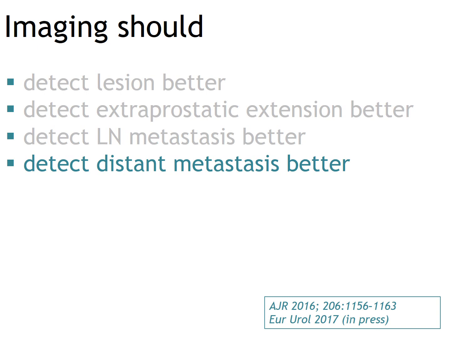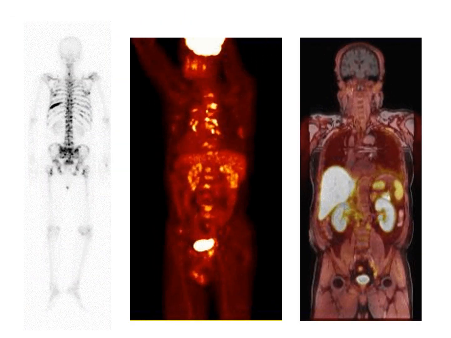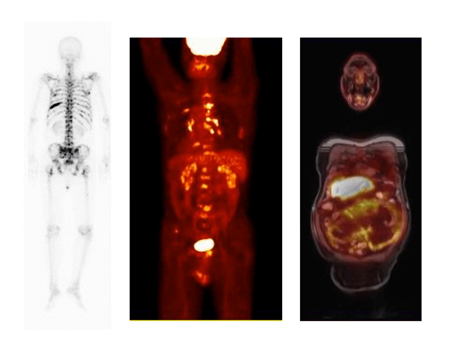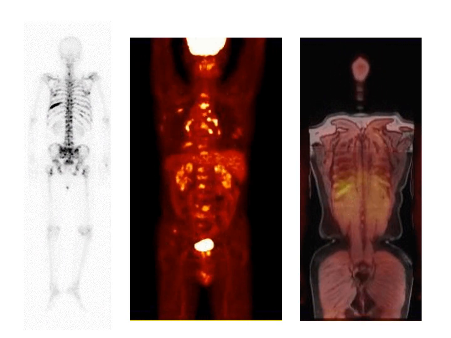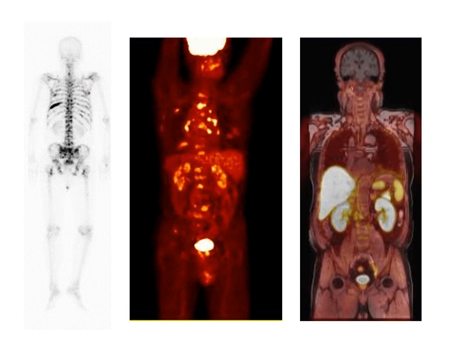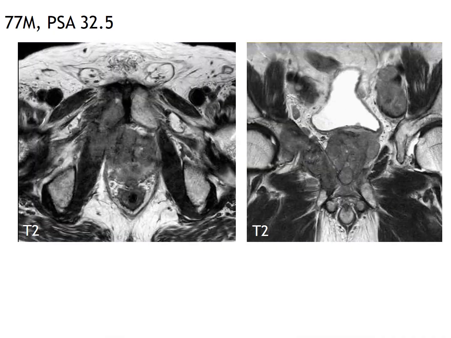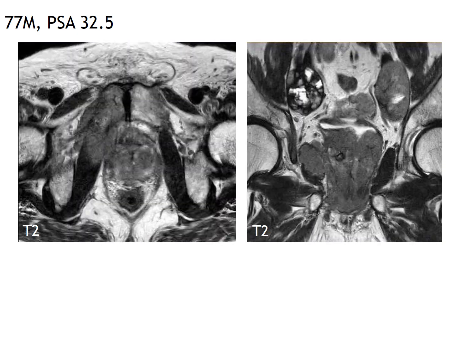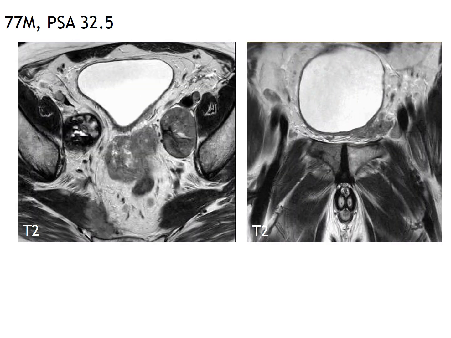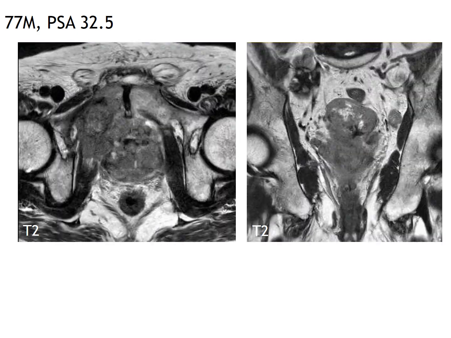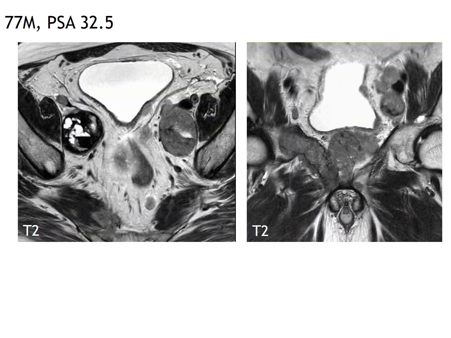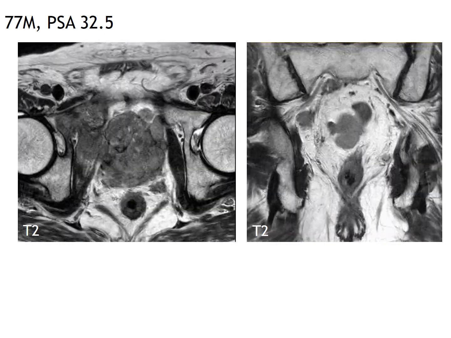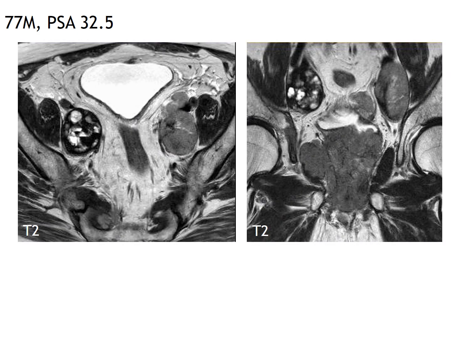Finally, to stage prostate cancer better, imaging should detect distant metastasis better. For metastasis workup, bone scan is being used as a basic study, while PET-CT or PET-MRI can be used selectively. A 77-year-old man with high PSA, T2-weighted images in axial and coronal plane show extensive prostate cancer involving seminal vesicles, urinary bladder, and multiple pelvic lymph nodes. Also, the tumor involves right pubic and iliac bones.